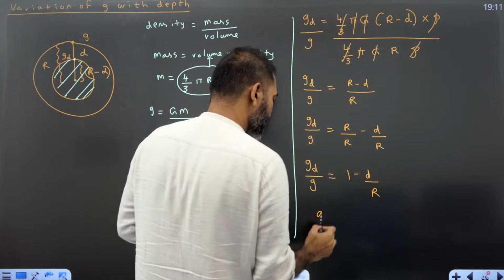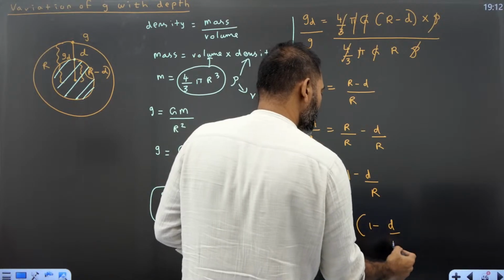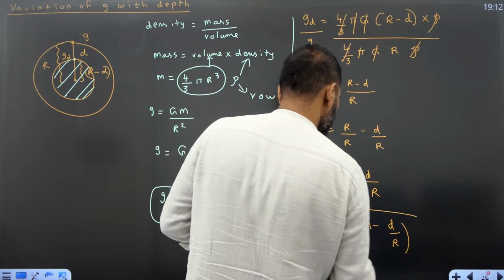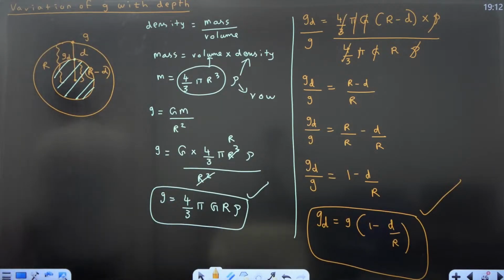So gravity at a depth is equal to g into (1 minus d by R). This is the equation for gravity at a depth. g into (1 minus how deep we dug divided by radius of the earth). This is the equation for gravity at a depth.